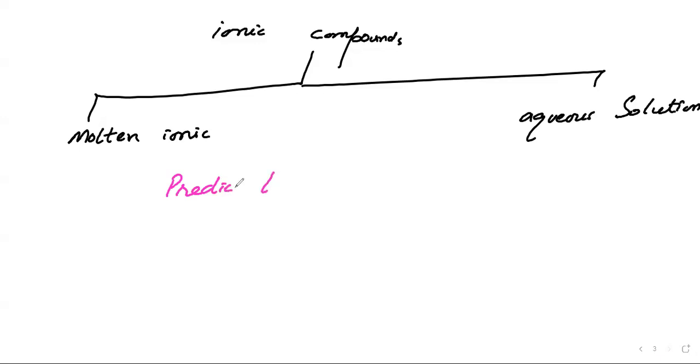Predict the product of electrolysis at anode and cathode. We have to predict which product will form at anode, which product will form at cathode.